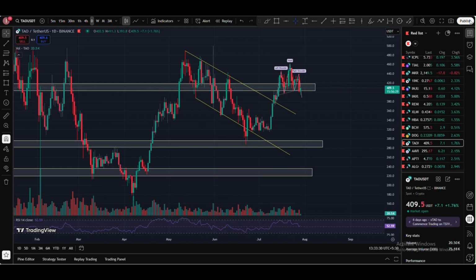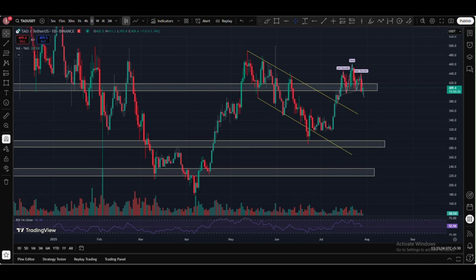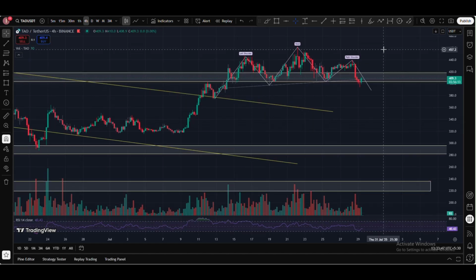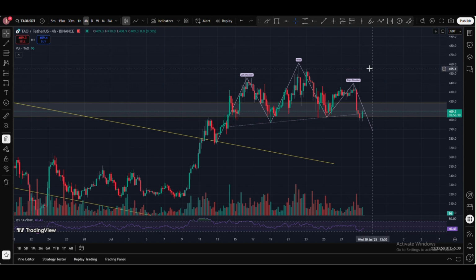It is the TAO trade idea. I am in the daily time frame. Actually, we cannot see it clearly on the daily time frame, so I will go to the 4 hour time frame. Now you can see a head and shoulders pattern.